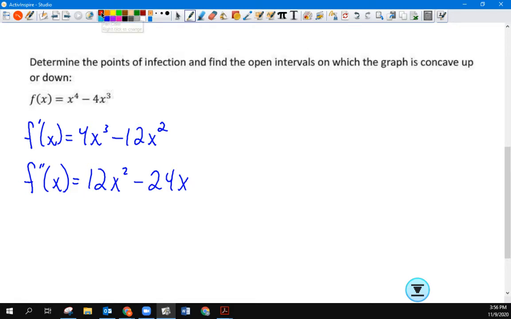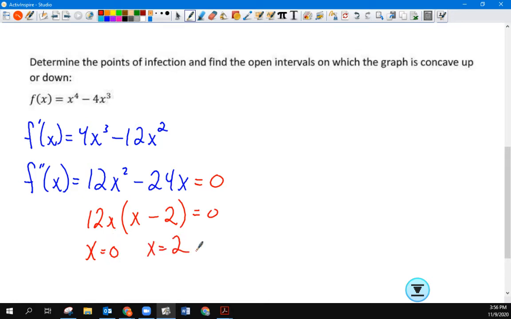So now we have our second derivative. We set it equal to 0. We take out 12x, and we're left here with x minus 2. So our possible points of inflection are 0 and 2. So here we go, second derivative test. Just like our first derivative test, we're putting 0 is a 0 and 2 is a 0. We're going to test our second derivative. So we plug in negative 1. When I plug in negative 1 to my first factor, I get negative. Second is negative. Negative times negative, it's positive here.